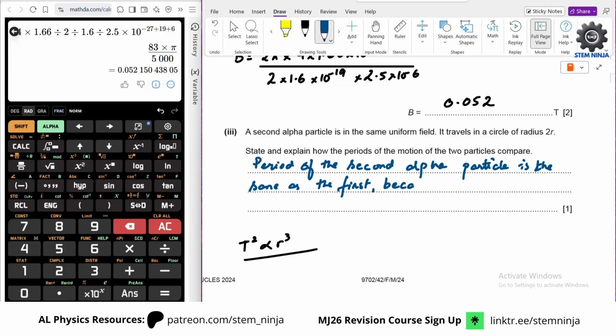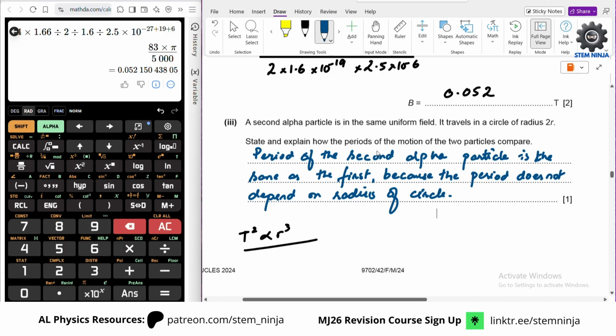because the period does not depend on the radius of the circle.